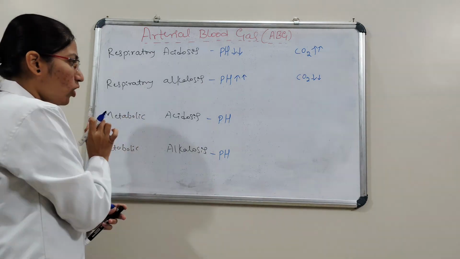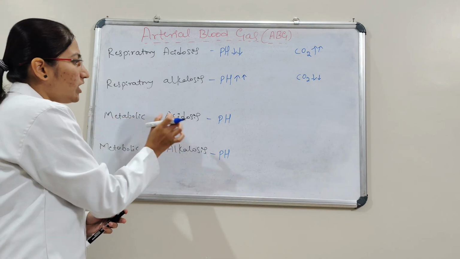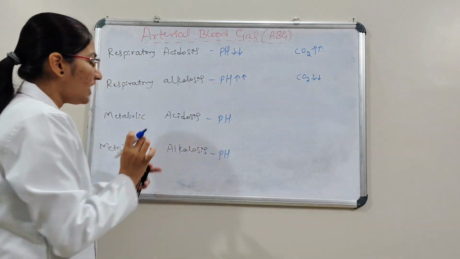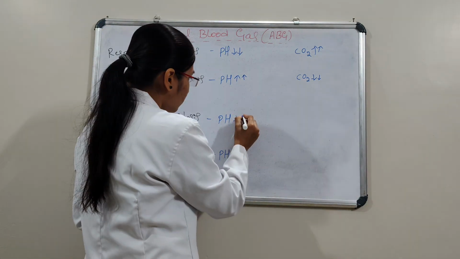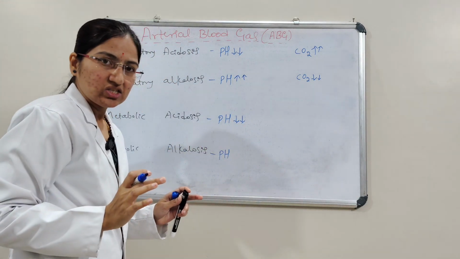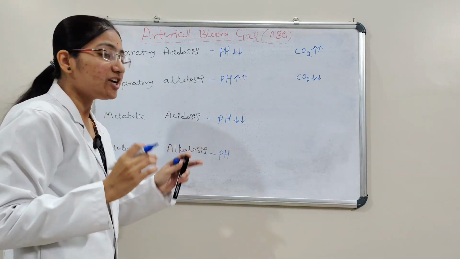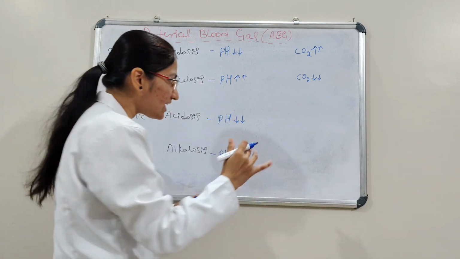And then comes the metabolic one. Metabolic acidosis. Acidosis means again pH decreases, and pH decreases means automatically bicarbonate decreases.